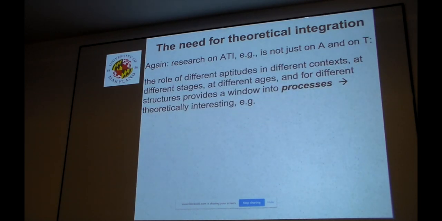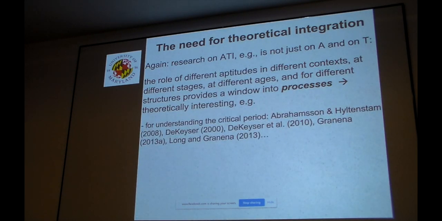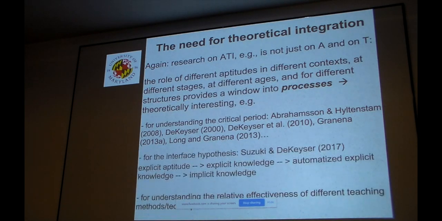Now again, research on ATI is not just on A and T, it is actually important for understanding the processes, and that is really what leads me in a second to my next topic, because that's where I think neurosciences could be the most useful. For instance, for understanding the critical period, it is important to know why children do better than adults, to put it very simply. I've tried to get at that indirectly by looking at the role of different aptitudes at different ages, suggesting different processes of learning. The role of aptitude, the role of age, I mean, in the learning of different kinds of structures, again, suggesting more explicit learning at a later age. But all that obviously is correlational and indirect.